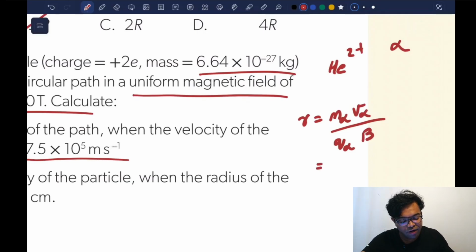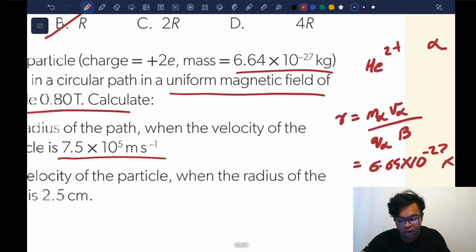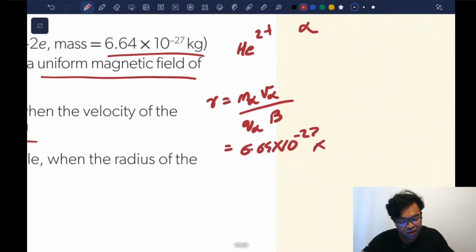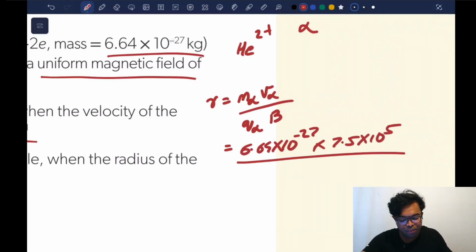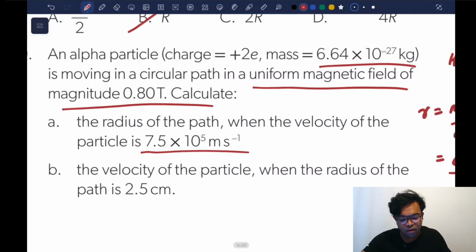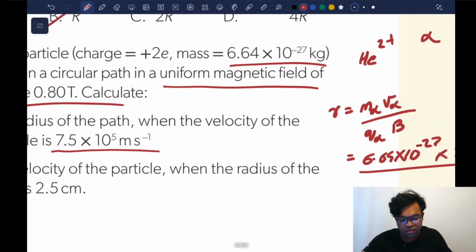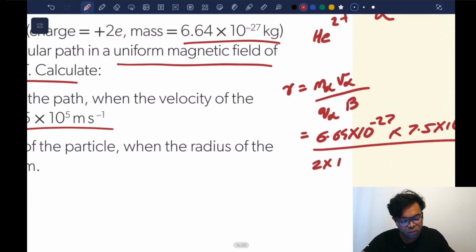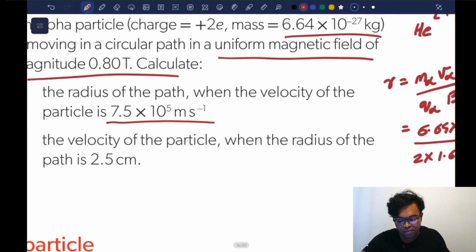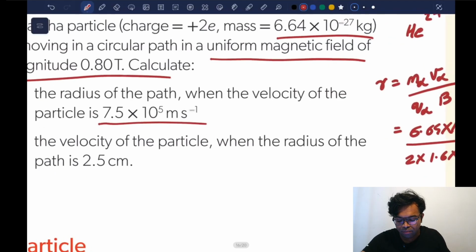So the mass of the alpha particle is 6.64 into 10 to the power of minus 27 multiplied by the velocity, which is 7.5 into 10 to the power 5, upon the charge, which is 2 into 1.6 into 10 to the power minus 19, multiplied by B, which is 0.8.